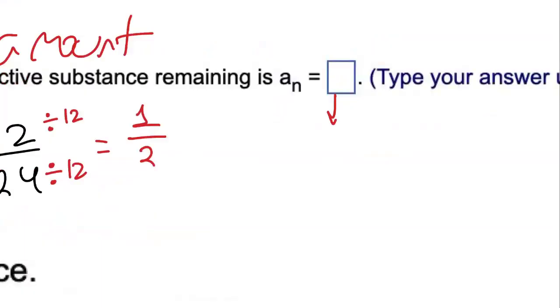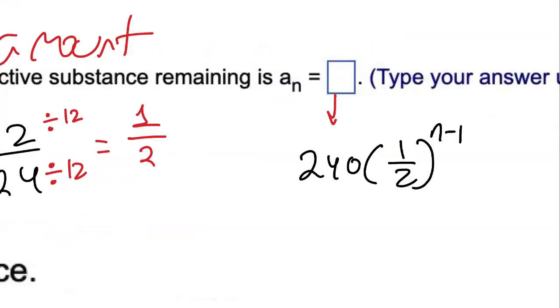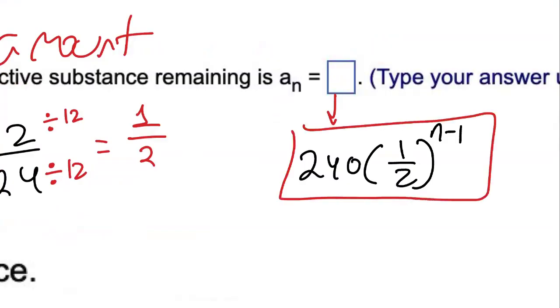So now, in order for me to write it as the explicit formula, all I have to do is write 240 times (1/2) to the power of n minus 1. This is the explicit formula. I don't have to write a sub n because it's already right there. So it's just this part. Does anyone have any questions?